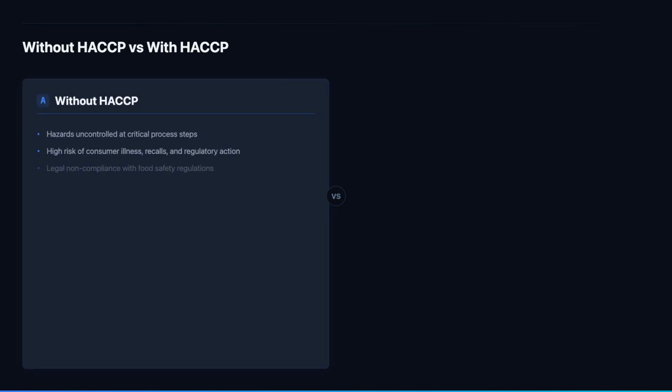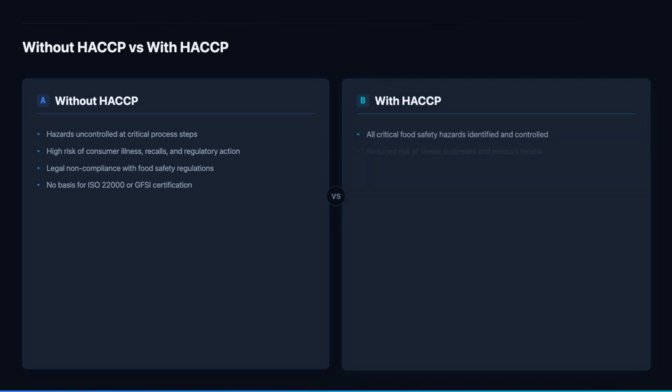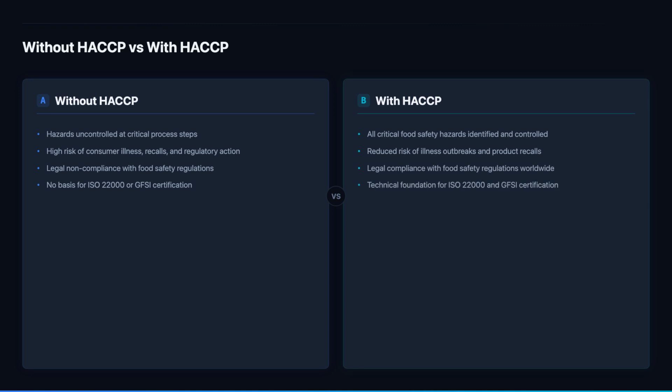Without HACCP, food safety hazards can reach consumers undetected, regulatory compliance is uncertain, the risk of recalls and liability is high, and no recognized food safety certification is achievable. With HACCP, every significant food safety hazard is controlled at the right point in the production process, reducing consumer risk, meeting regulatory requirements, and providing the technical foundation for food safety certification. Let us bring together the essential points from our introduction to HACCP.